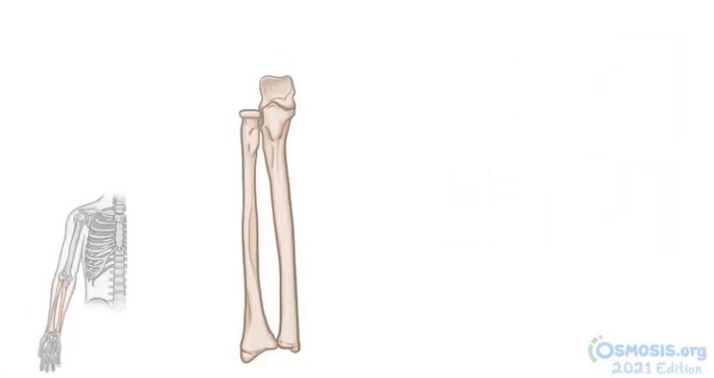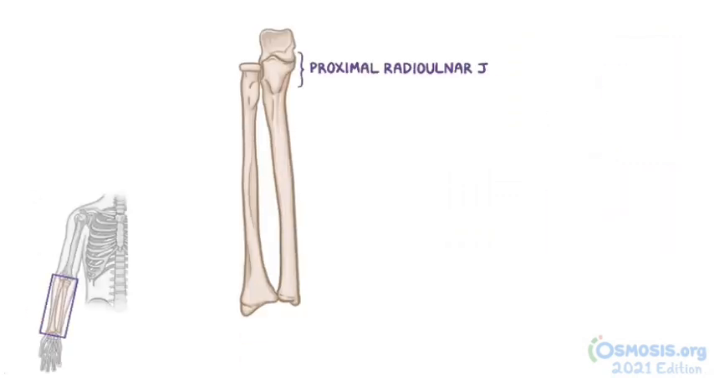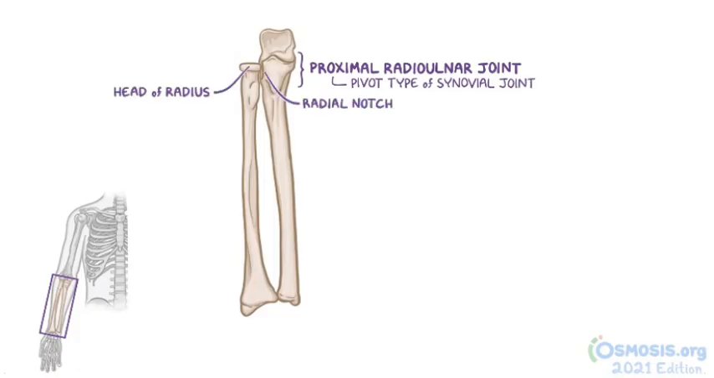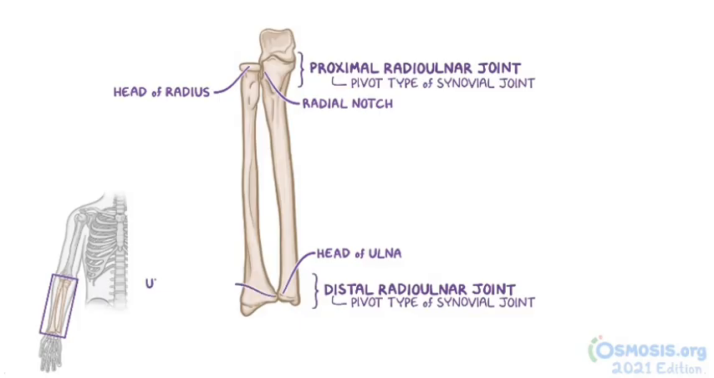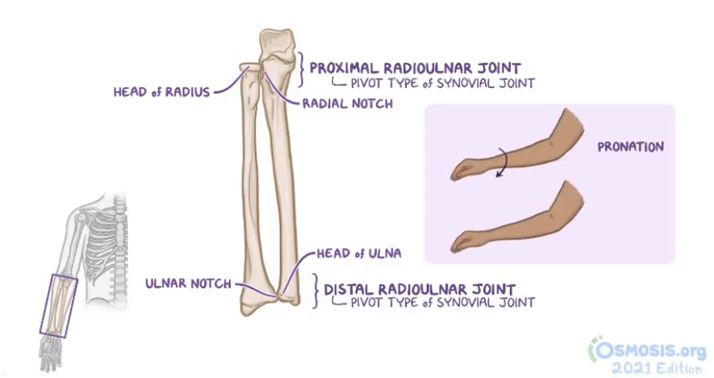Alright, as a quick recap, the proximal radio-ulnar joint is a pivot type of synovial joint, which consists of the head of the radius articulating with the radial notch of the ulna. The distal radio-ulnar joint is also a pivot type of synovial joint, and it consists of the rounded head of the ulna that articulates with the ulnar notch of the distal radius. Both the proximal and distal radio-ulnar joints are responsible for forearm pronation, or the turning of the palm downwards on a flexed elbow, and supination, which is turning the palm upwards.